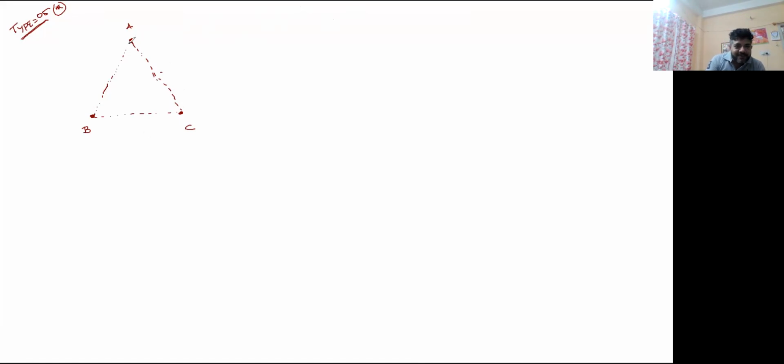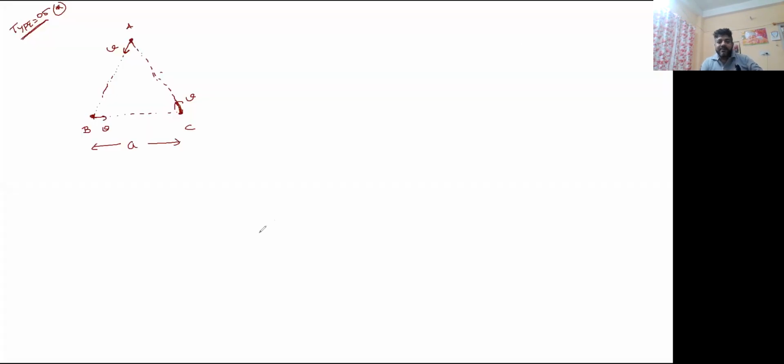Now A is targeting B with velocity V. B is targeting C with velocity V. C is targeting A with velocity V. And the separation for all is A. So the question is that where they meet and when they meet. You understand the question? A is always targeting B, B is always targeting C, C is always targeting A.